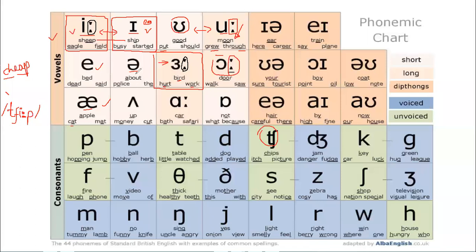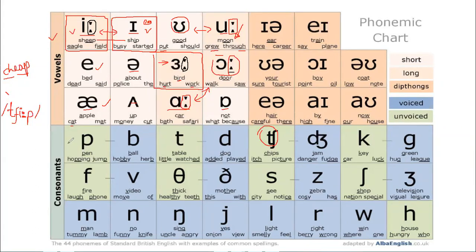Then we have A, which is short. Es como una A, en realidad. Up, money, cut. Así nomás. Then we have the long A, which is car, bath, safari. Si pueden ver, son profundas y son largas. Igual que esta. Son profundas y largas. And then we have O. Not, what, become. Sorry, because. Es una O corta. Porque no tiene el puntito.